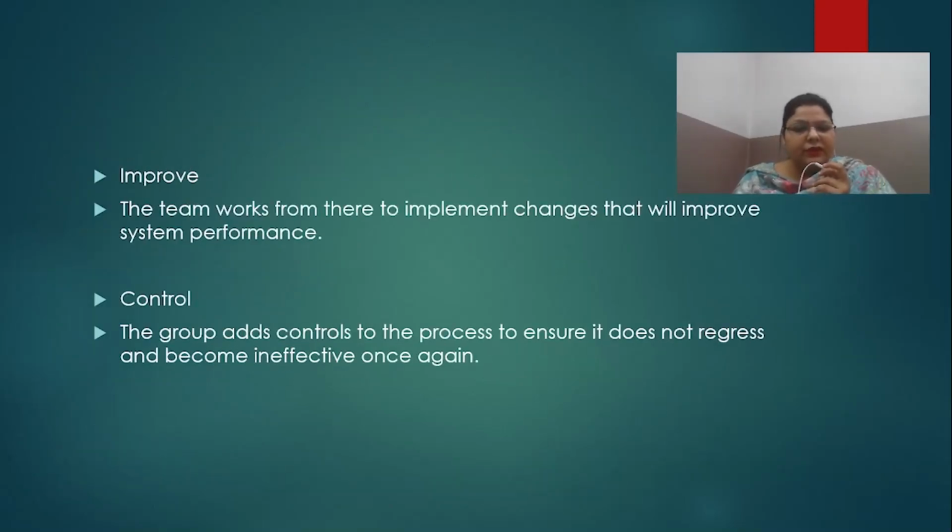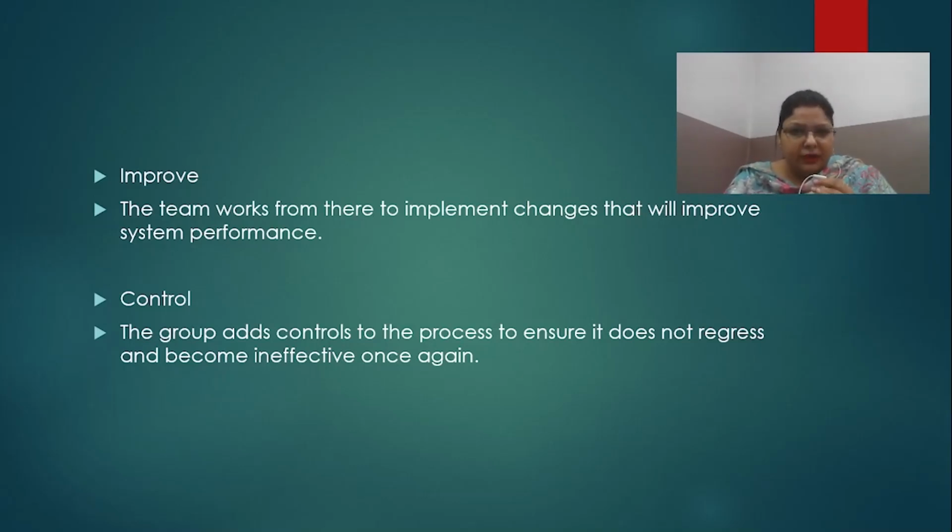Next, we reach the improvement stage. After we identify the problem, we have to improve on it. For that, the team works to implement changes that will improve system performance. Here we compare the actual with the desired. After comparing desired and actual, we can easily find where we have a problem, or clear out the defects.